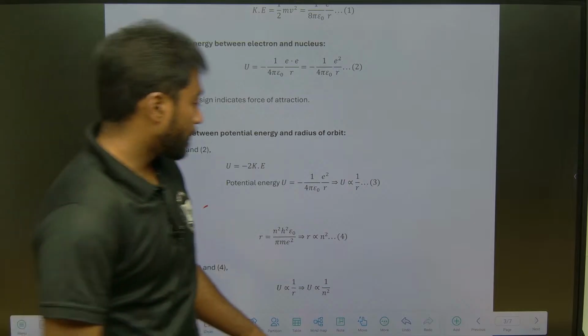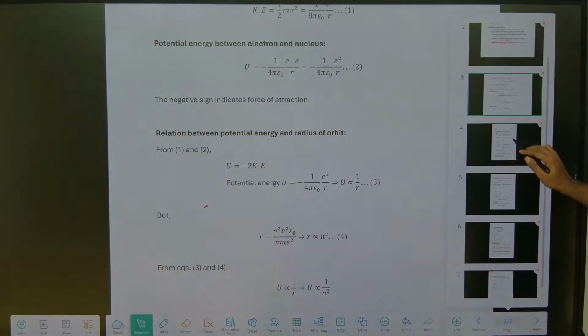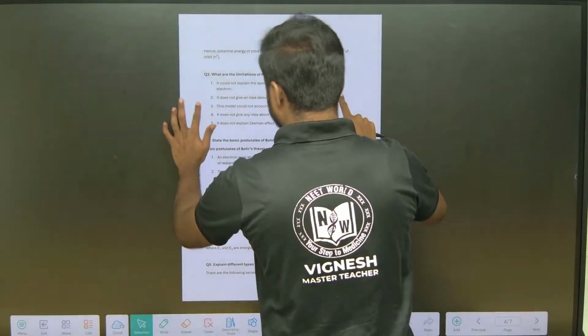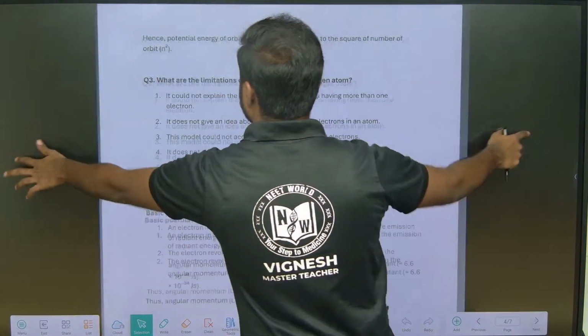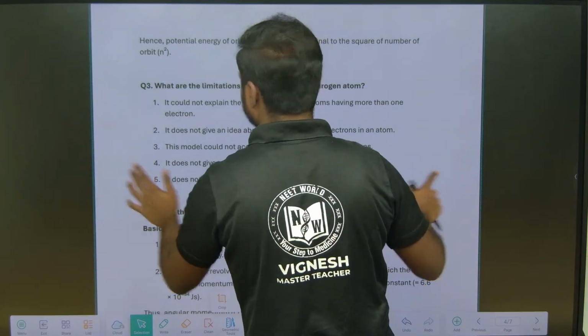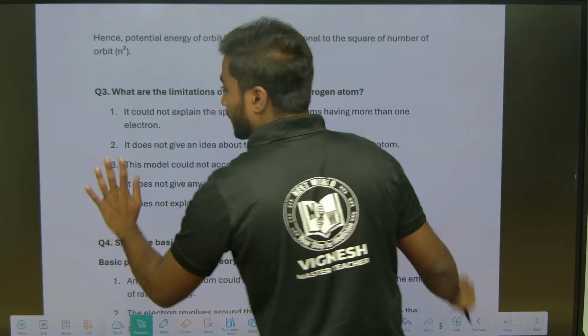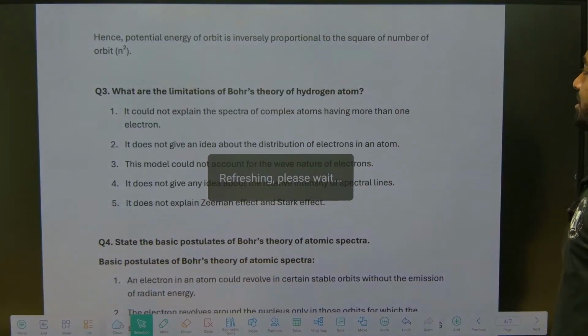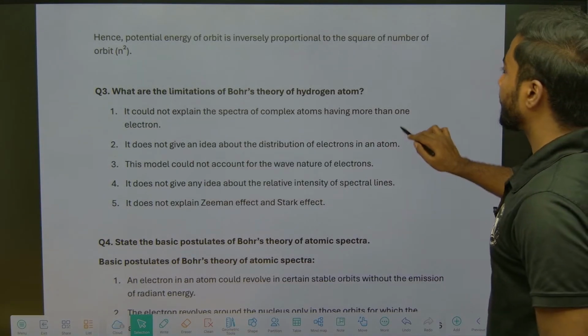Done? Okay. Now the next question is, I guess it's clear now. The page is clear. So what are the limitations of Bohr's theory of hydrogen atom?